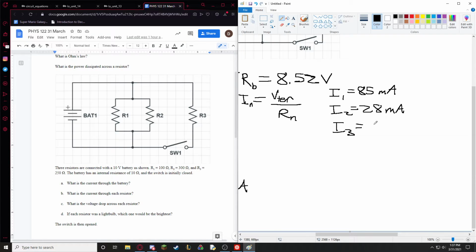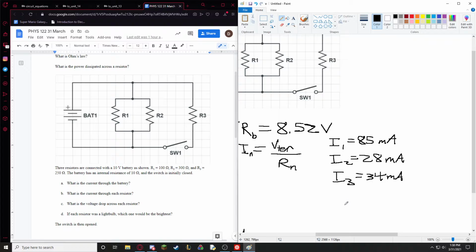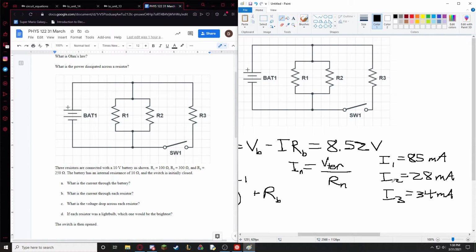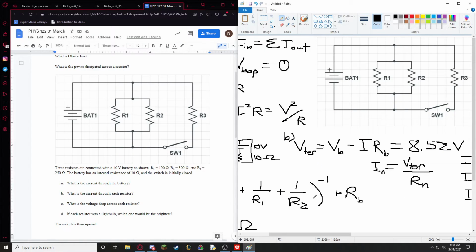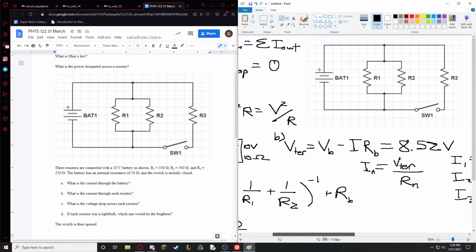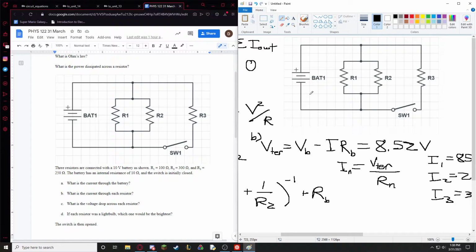And I3, it's the same thing, but we go ahead and divide by 250. We get about 34 milliamps. Right, that makes sense. And we can actually go ahead and double check these numbers using the junction law to make sure we actually got the right numbers, the right currents.